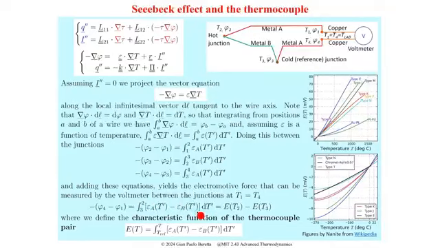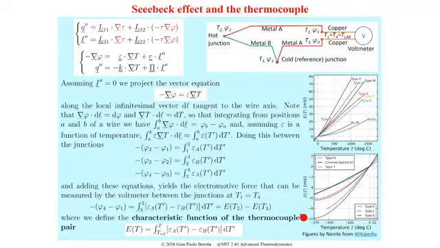And sometimes you call this difference, or actually each generic integral of this difference between a reference temperature and a generic temperature, the characteristic function of the thermocouple, of the couple of the materials. And here are some plots of those types of thermocouples.